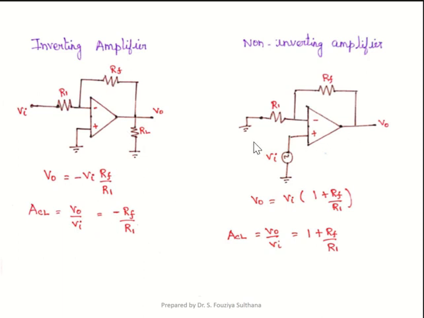The non-inverting amplifier is one in which the output is in phase with respect to the input signal. The feedback is applied to the inverting input. However, the input is applied at the non-inverting input. So at the output, we will get the amplified version of the input signal, which is in phase with the input signal. The gain of the non-inverting amplifier is given as 1 plus RF divided by R1.